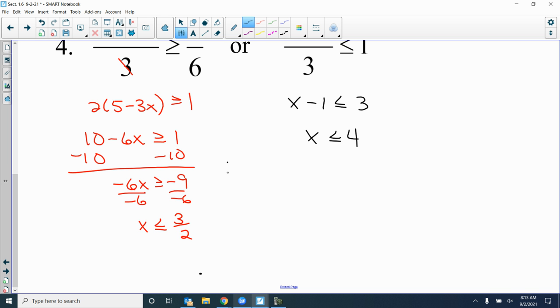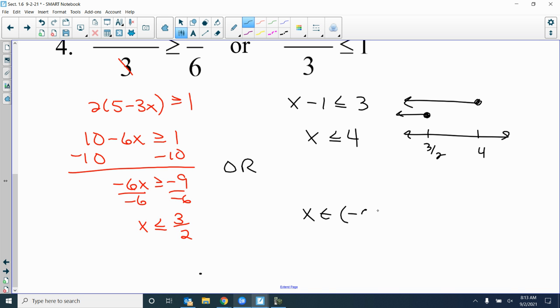It is or. Okay. So again, if you think about it, 3/2 and 4, both solid dots, both going to the left. We want to go from negative infinity to 4. So the final answer is x exists from negative infinity to positive 4, inclusive. Includes that 4 for that one.